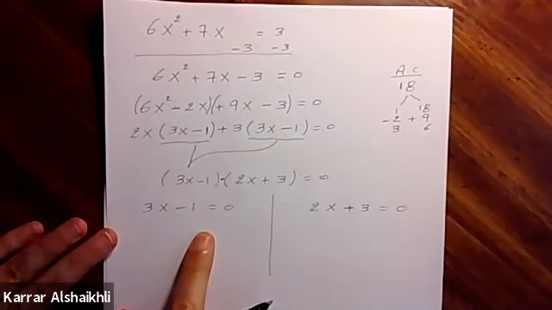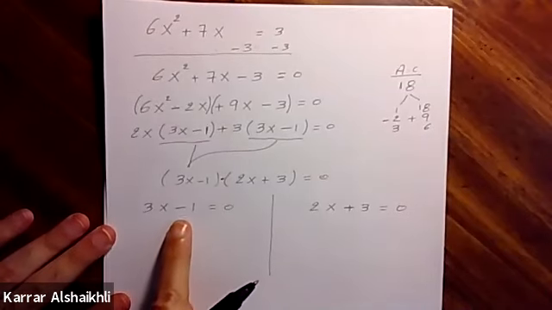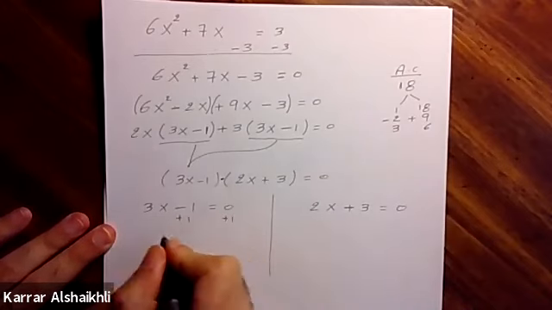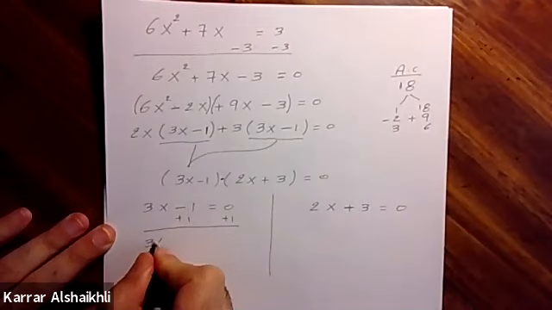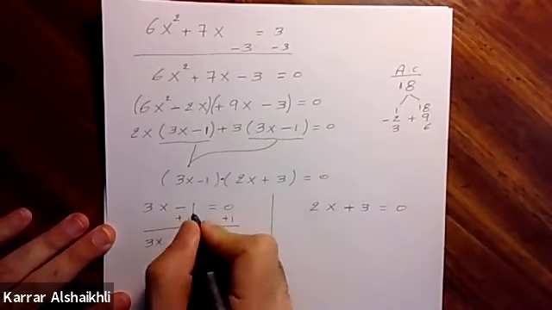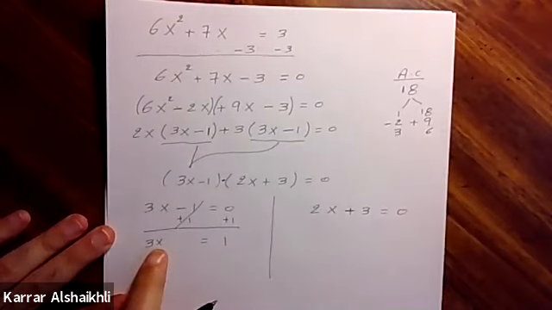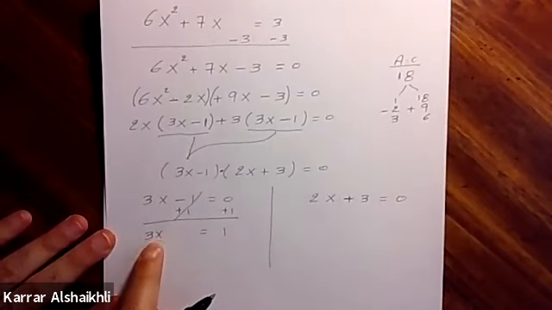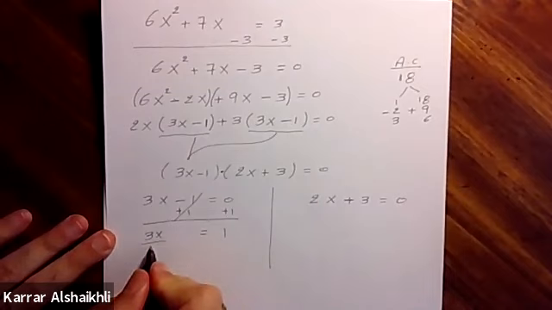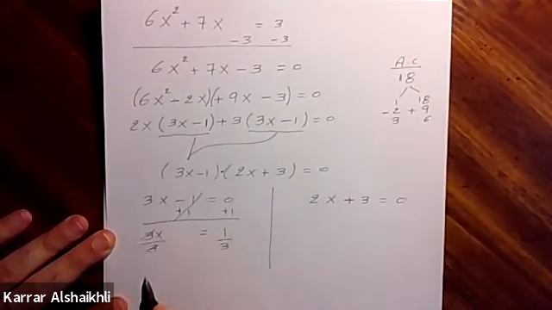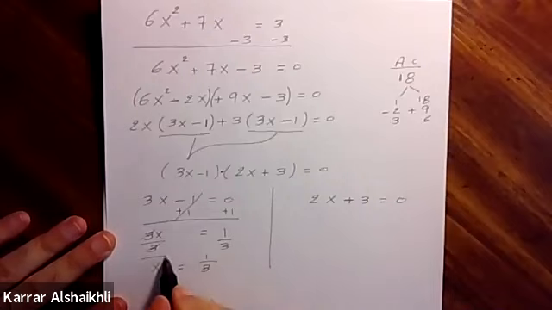How are we going to solve this one as a linear equation? We're going to add 1 to both sides. So it's going to be 3x equal 1 because these cancel. Then I have 3x equal 1. I need to find the value of x. So I'm going to divide both sides by 3, the number beside the variable. Cancel these. So x is going to be equal to 1/3. This is the first solution.